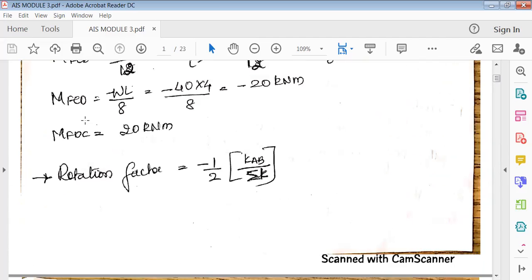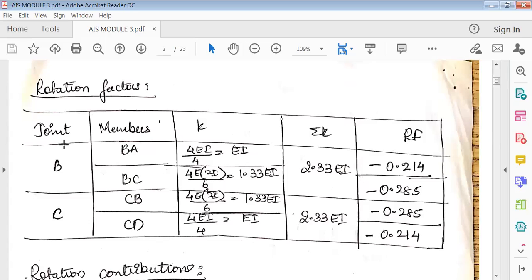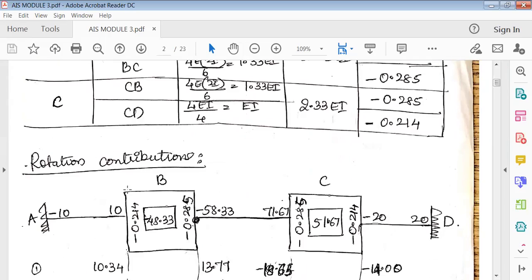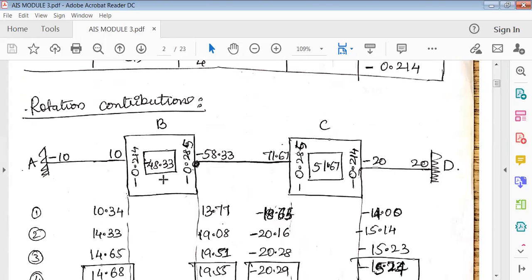The first step is the same, finding the fixed end moments. The second step is finding the rotation factor, and next the rotation contribution. In the previous method, we found the moment distribution table. Here we'll find the rotation factor. How to draw this rotation factor table, I'll just tell you.